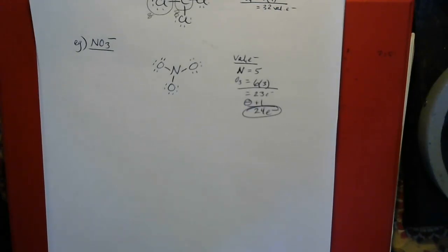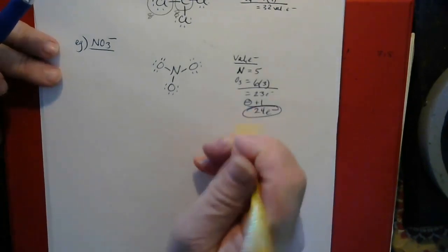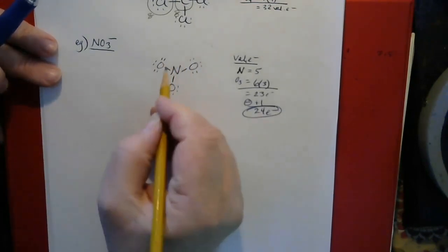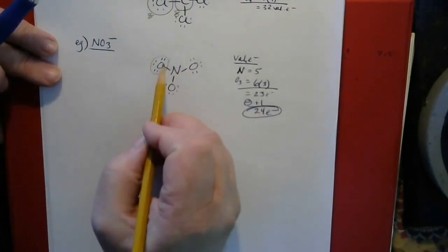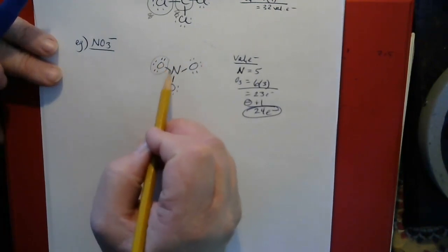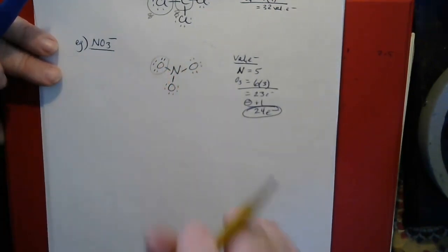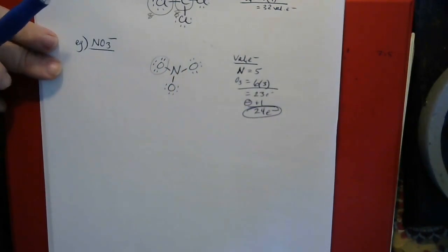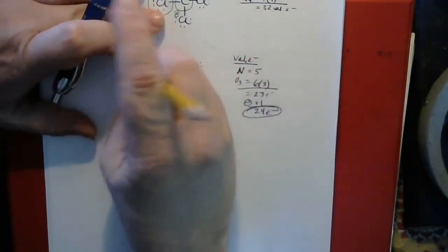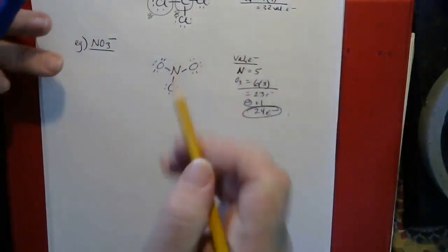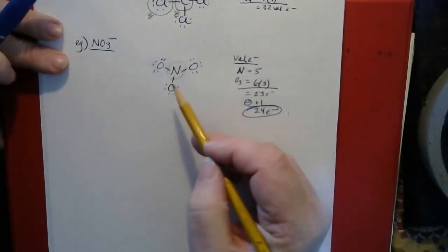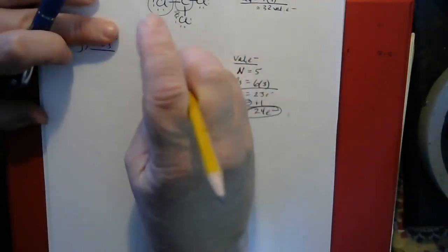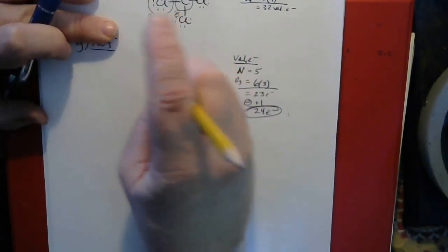And the last thing to do would be check for octets. If you'll notice, the oxygens all have octets because you've got 2, 4, 6, and then 2 more in the bond. That's 8. And the 3 oxygens are equivalent the way we've drawn this structure. So the other oxygens are going to come out the same. So oxygen's all set. All 3 of them are. What about the nitrogen? Well, nitrogen's got 2, 4, 6, and that's it. That's a problem. Because nitrogen also wants an octet.